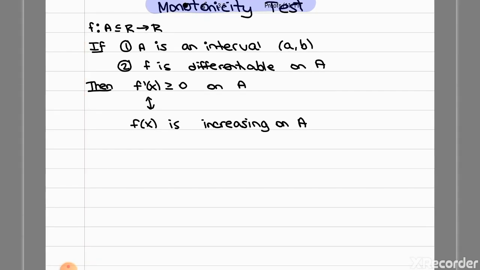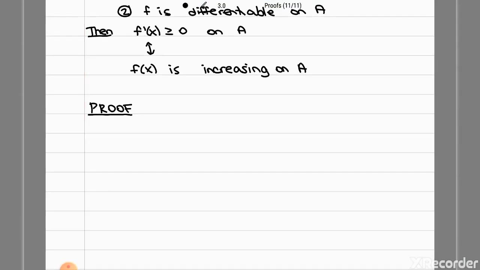So for the proof, we have to prove it in both directions. So first we have to show that if the derivative is greater or equal to 0, then the function is increasing. To do that, we're going to use Lagrange's theorem. So we start off saying that the derivative is already greater or equal to 0 on the interval AB.